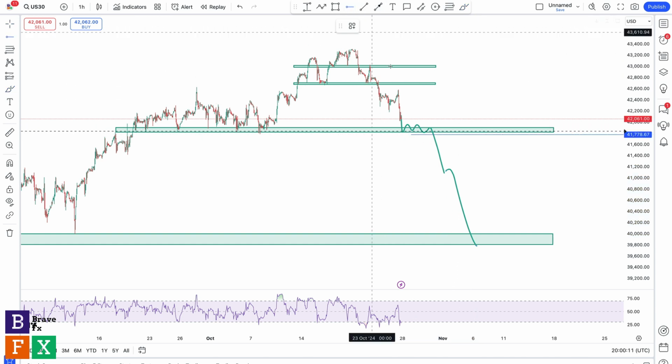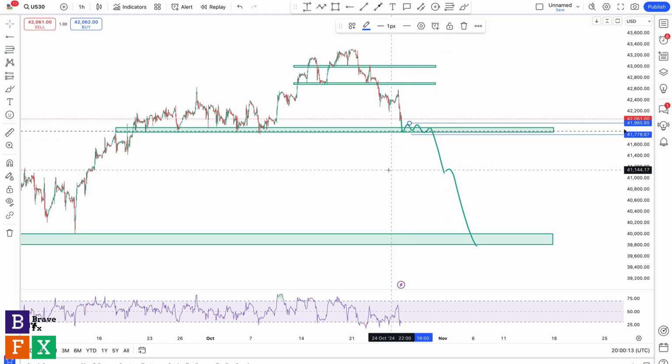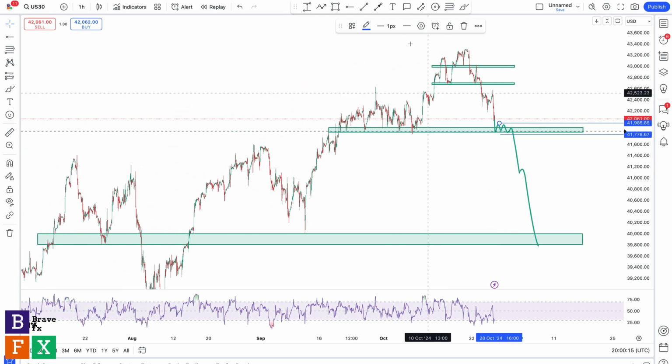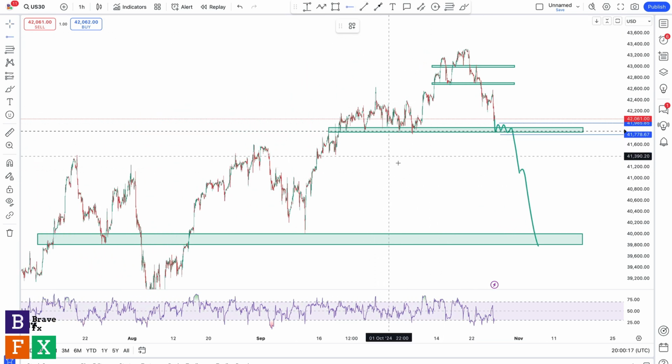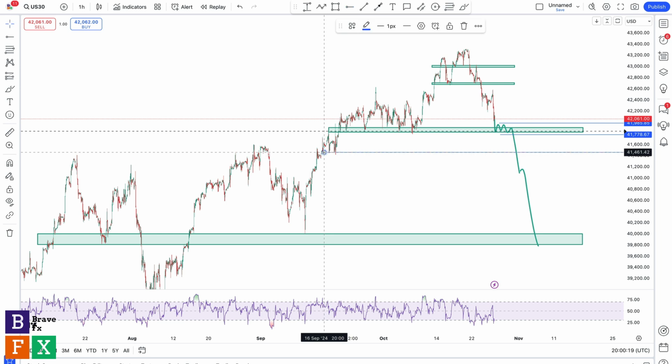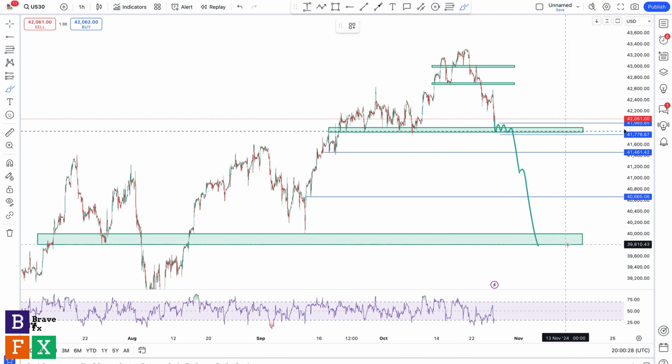Stop loss is going to be above the consolidation that leads to the breakout. Take profit target, this one is tricky a little, but I'm just going to trail my position as we go lower. Maybe first take profit target is going to be here. Second one is going to be maybe around here. And third one is going to be around this area of value over here. So this is what I'm watching out for on US30.